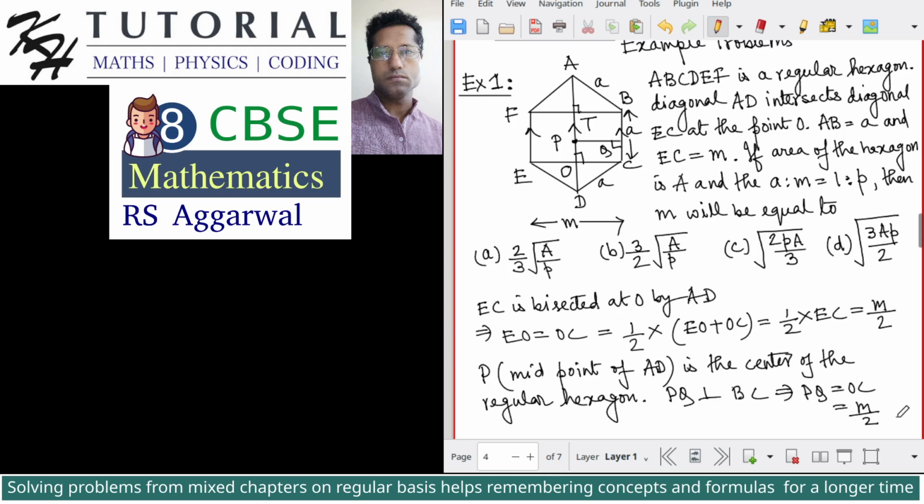Since it is given that EC is equal to m, definitely half of EC will be the length of the perpendicular from the center to one side. Okay.